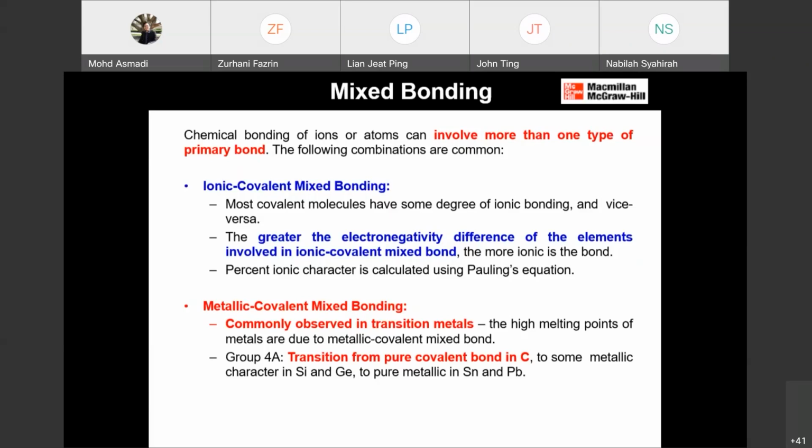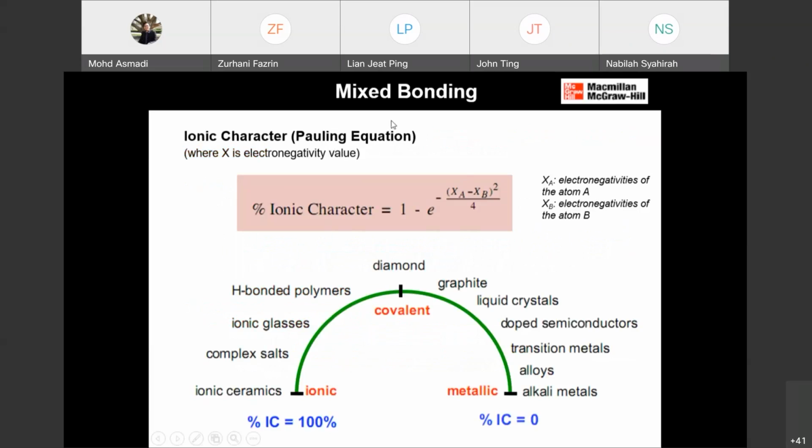Okay, so how can we know the characteristic of mixed bonding? By using the ionic character equation: 1 minus exp of negative (XA minus XB) to the power of 2, divided by 4. XA and XB are the electronegativities of atoms A and B. So for example, if we have silicon and germanium, let's say A is silicon and germanium is atom B. If you calculate, you can get the percentage, which is around between metallic and covalent.